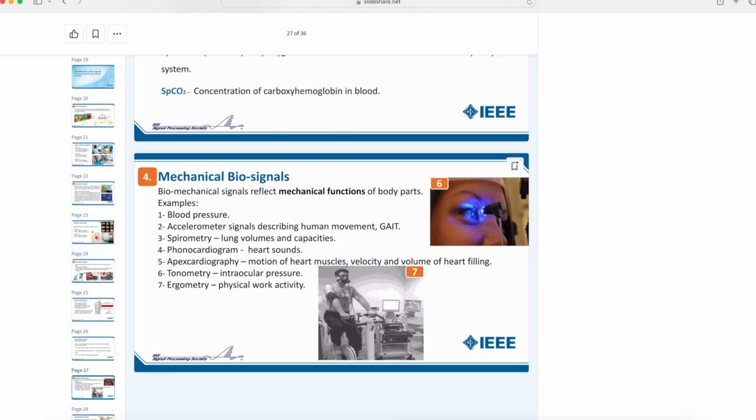Number 4. Mechanical biosignals. Biomechanical signals reflect mechanical functions of body parts. Examples: blood pressure, accelerometer signals describing human movement, spirometry, lung volumes and capacities, phonocardiogram, heart sounds, apex cardiography, motion of heart muscles, velocity and volume of heart filling, tonometry, intraocular pressure, ergometry, physical work activity.